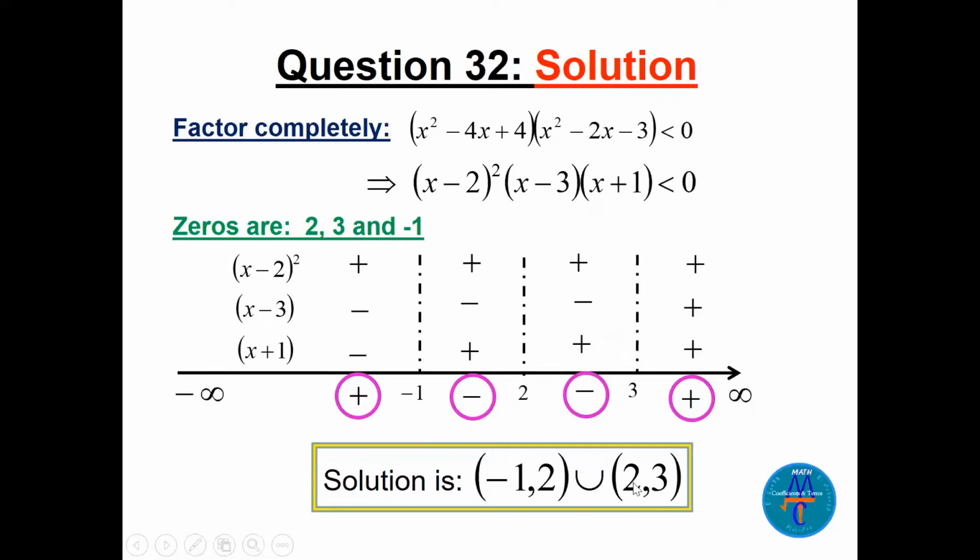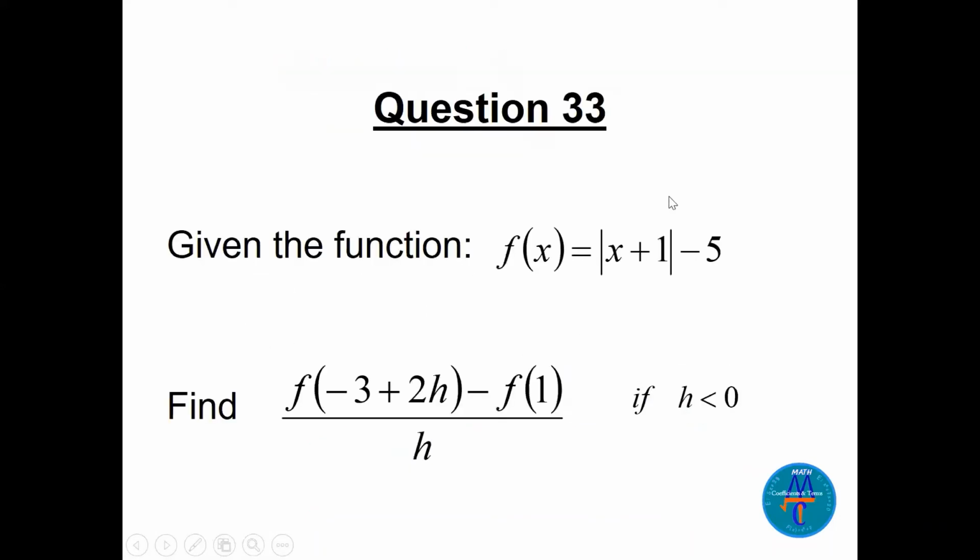You cannot make it one answer here. You cannot combine from minus 1 to 3. Why? Because 2 is not included. See, if you replace x equal 2 there, it will be 0 less than 0, which is not correct.